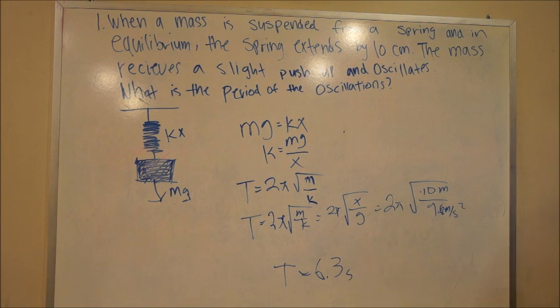And then we substitute the x and the g to make it 2 pi times the square root of 0.10 over 9.8 meters per second squared. And then the period is equal to 6.3 seconds. Ta-da!